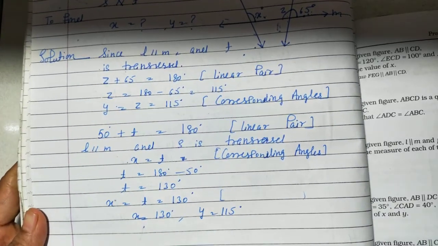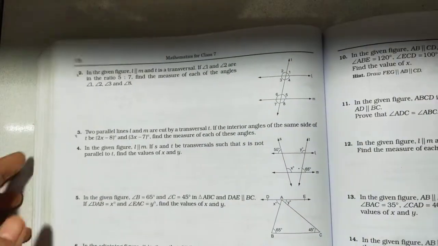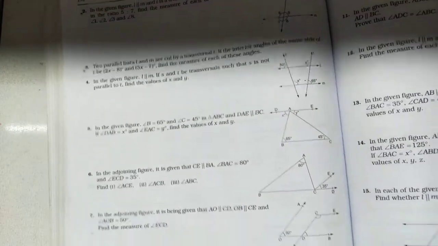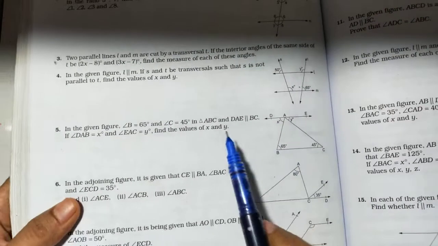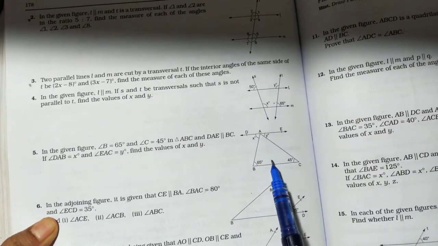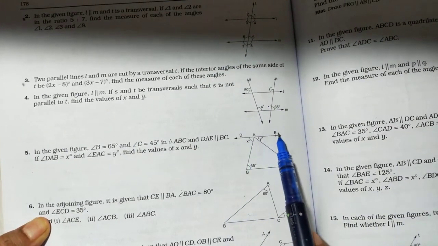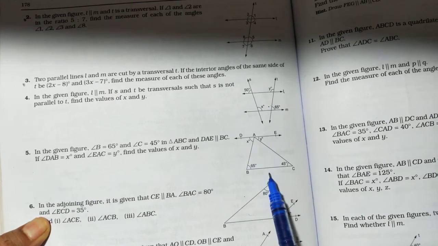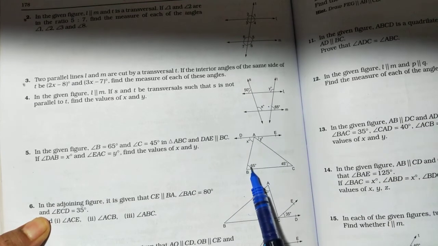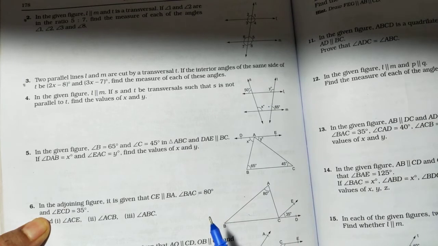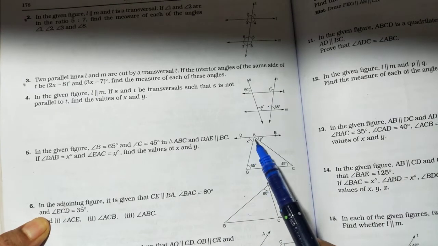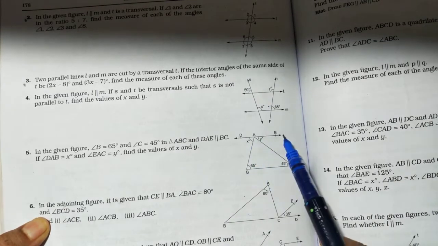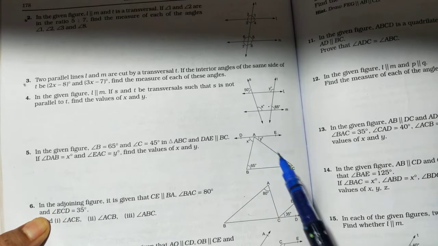Question number 5. Have a look at the question statement. You can see in this question, DAE and BC are both parallel. You have these two angles, angle B and angle C, as measures. You have to find this X and Y, that is DAB and the other one, EAC.